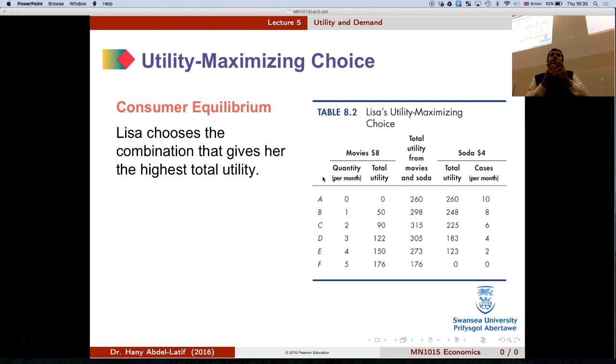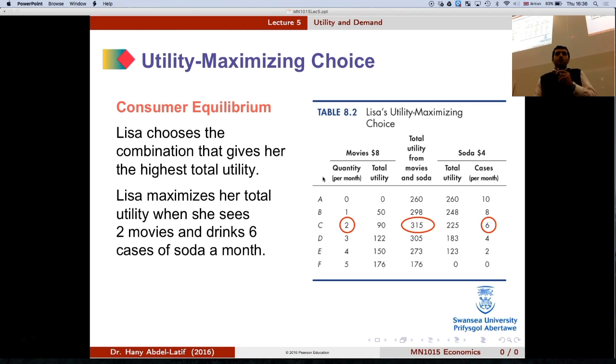Now her choices are limited. She's actually comparing between these points. If she's comparing between these, then she will decide based on the total utility. And the combination that gives her the maximum total utility here is C. And in that case, the total utility will be 315. So this combination is that she should watch 2 movies and buy 6 soda cases.